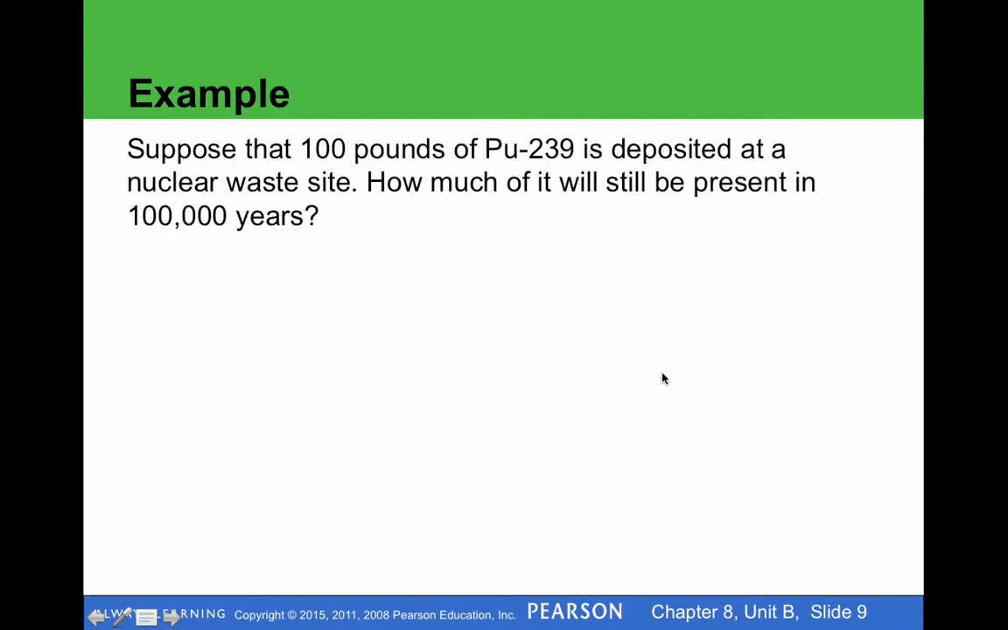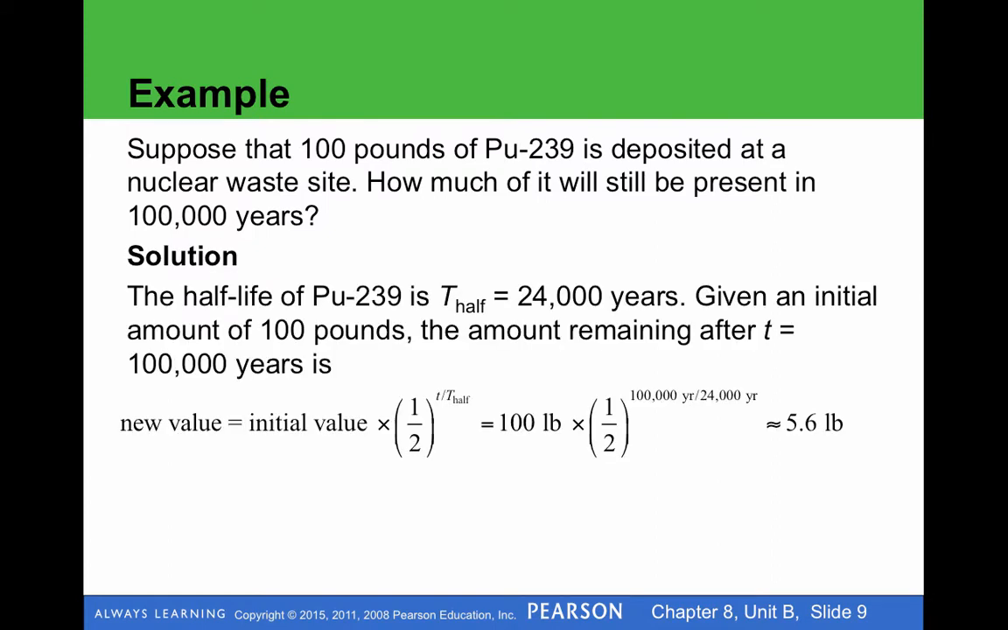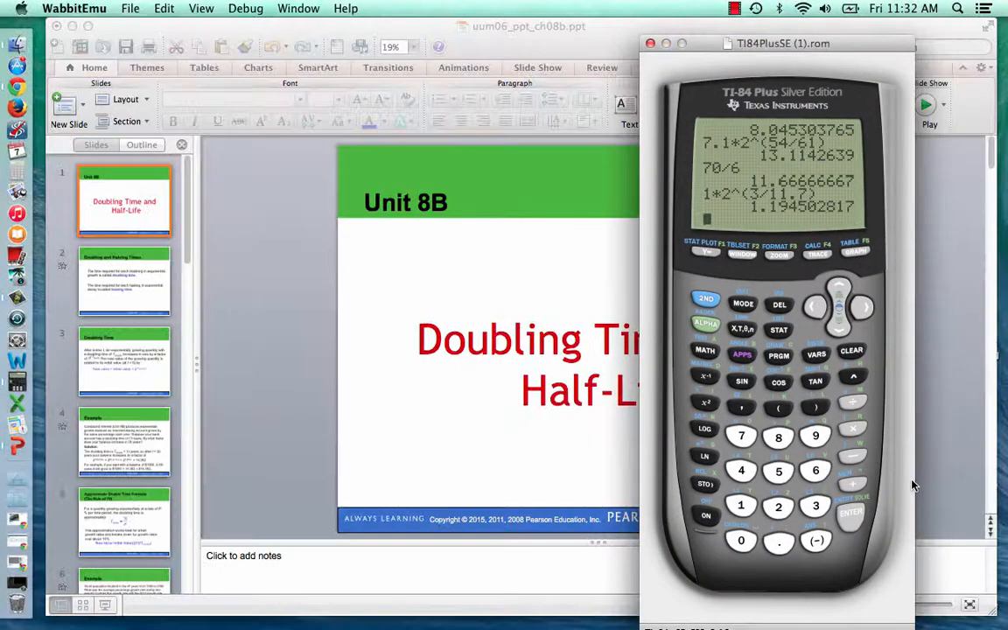So suppose that 100 pounds of Pu, some element Pu 239, is deposited in a nuclear waste site. How much of it will still be present in 100 years or 100,000 years? So we have to know the half-life, and the half-life is 24,000 years. Given an initial amount of 100 pounds, the amount remaining after 100,000 years is, okay, so the new value, that's what we want to figure out. We're going to use our formula here. So our initial value is 100 pounds times 1/2 to the 100,000, that's the amount of time, divided by 24,000 years. And I'll type that in the calculator to show you.